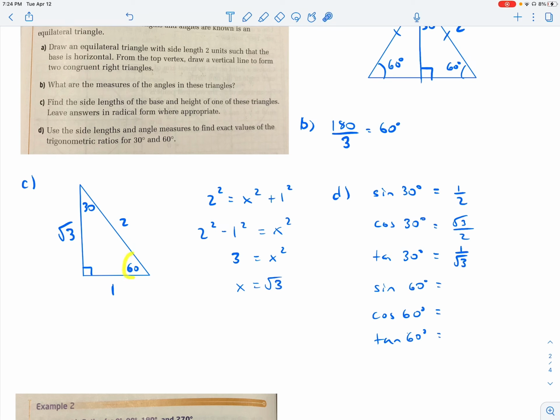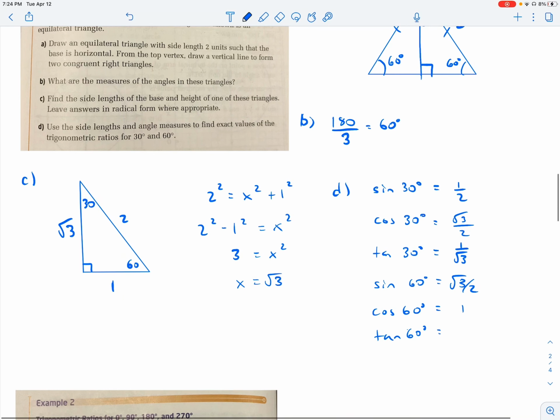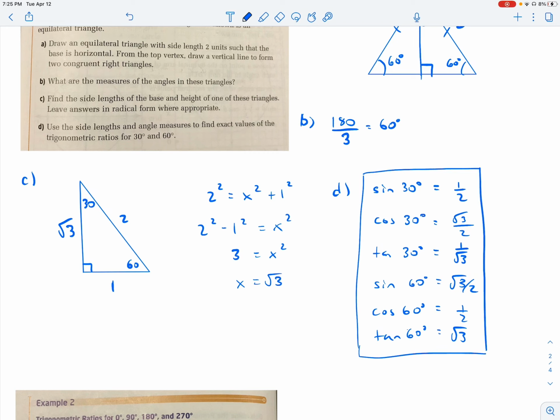And now for the 60-degree angle. Sine is going to be opposite over hypotenuse, so opposite is root 3. Hypotenuse is 2, so we have root 3 over 2. Cos of 60, this is going to be adjacent over hypotenuse, right? Our adjacent side here, hypotenuse up here. 1 half. And then tan of 60, that's going to be opposite, which is root 3, over the adjacent 1, giving us just a root 3. So these are the exact values for the primary trig ratios of 30 and 60 degrees.